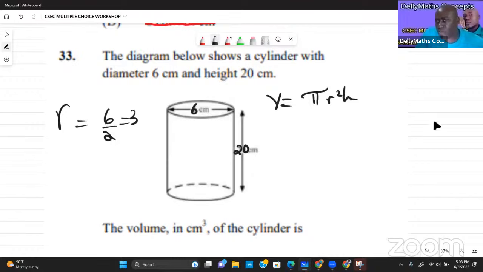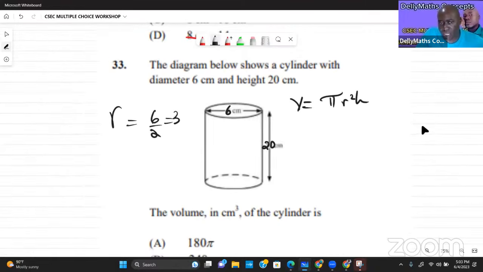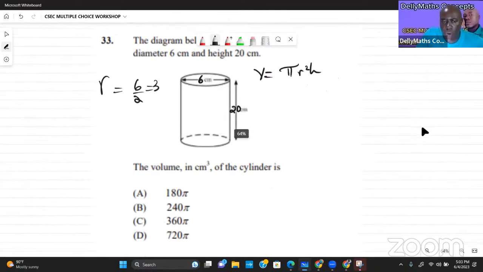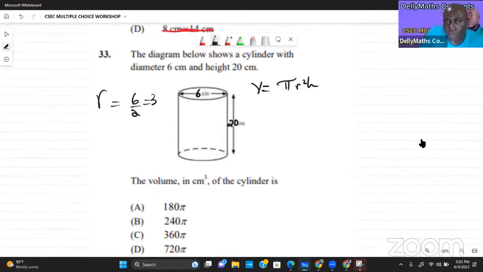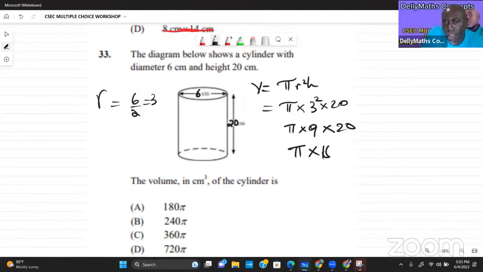So then let's look at what the responses are. Pi is a part of it, so that means you don't need to work this out. You need to set it up and see what we get. So pi times r, which is 3 squared, times 20. So I have pi times 9 times 20. So this is pi times 180, which is going to be 180 pi. And I'm seeing A. So 180 pi.